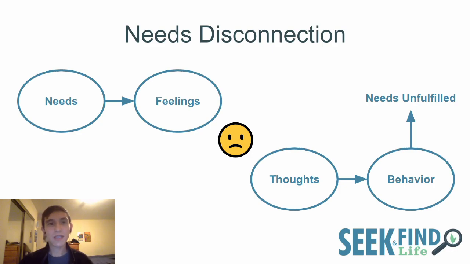In this case, our needs are giving rise to feelings. So I'm hungry, because my body had a need for food, and it told me, hey, I want to let you know, so now you're going to be hungry. But then my thoughts misinterpreted this. So now my thoughts gave rise to a behavior that ultimately didn't fulfill my needs. And because of that, I don't feel so good.